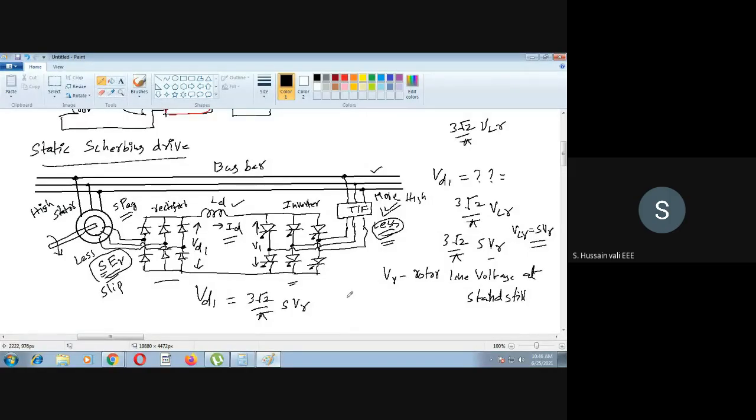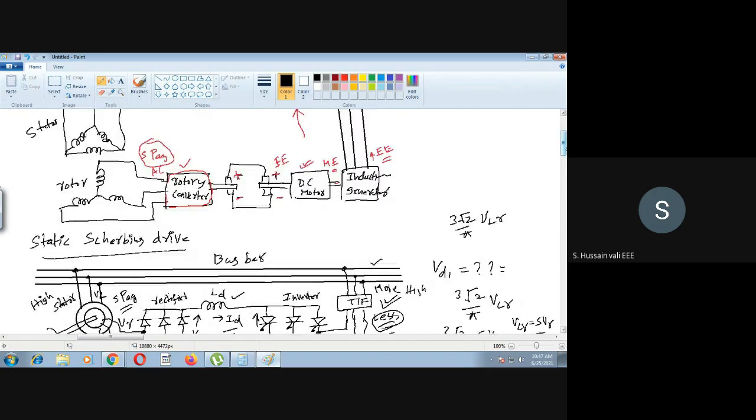See here, the at-standstill voltage is VR. I will take VL as the line voltage here. VL is the line voltage of the stator, whereas VR is the line voltage of the rotor at standstill. Now, this ratio is already mentioned in the data sheet of every induction motor. Generally, I will represent it as A. So this is the turns ratio.